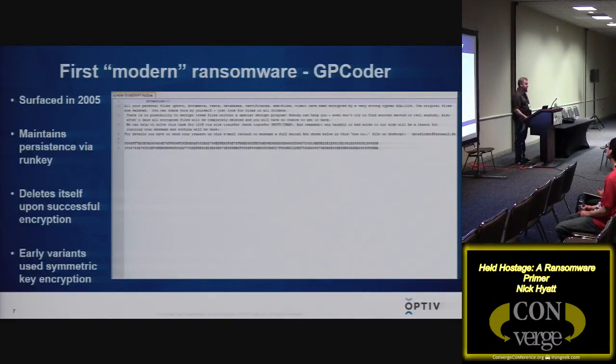Once we go to 2005, we start to see your first modern ransomware. So your things that have the help how to decrypt your files. And these maintain persistence via a run key, and then it deletes itself upon successful encryption. So after it encrypts the system, it then deletes itself, and you wouldn't be able to detect the installer. And again, we're seeing early variants here using symmetric key encryption. So if you had the wherewithal, you could have actually decrypted these on the local machine. We didn't get into asymmetric encryption yet.